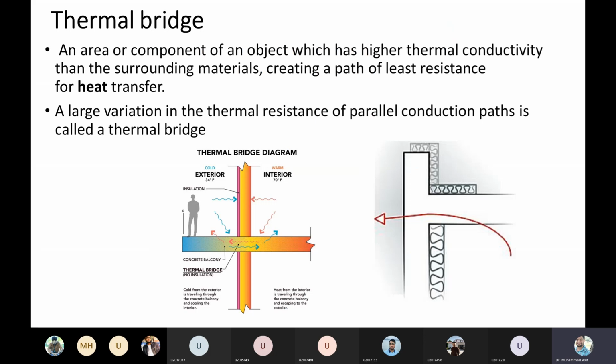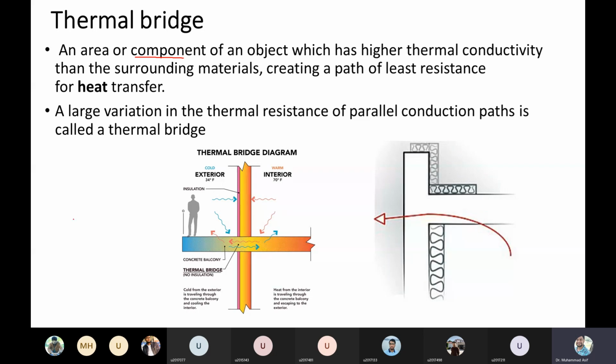And then in heat transfer in building structure, there is a very important concept. It's called thermal bridge. A thermal bridge is basically an area or a component of an object which has a higher thermal conductivity than the surrounding materials. So it creates a path of least resistance of heat transfer. So that's why we call it a thermal bridge.